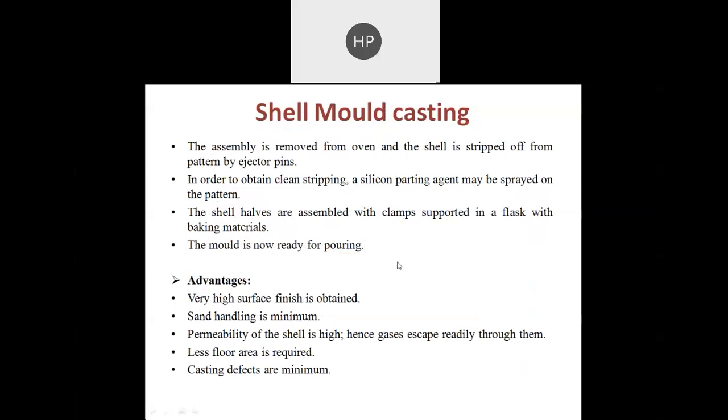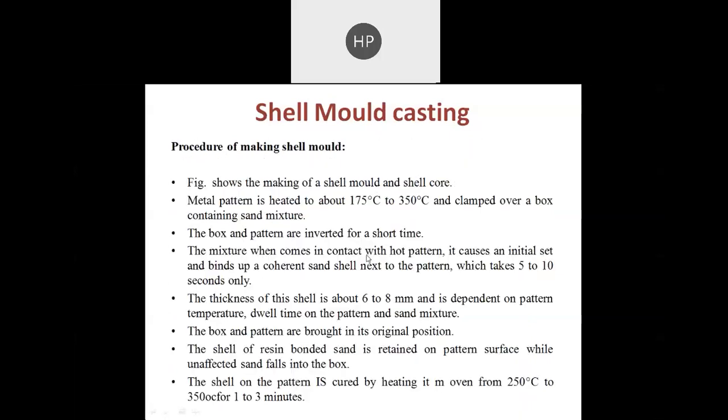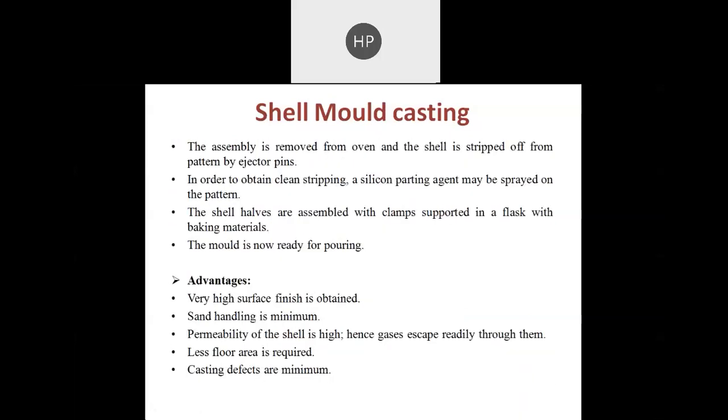This shell mold casting process has certain advantages. It gives a very high surface finish as compared to sand mold casting. The surface that we are getting has a high degree of accuracy. Sand handling is minimum, as it requires only some sand, in loose form. The sand preparation is very easy as compared to sand mold casting.